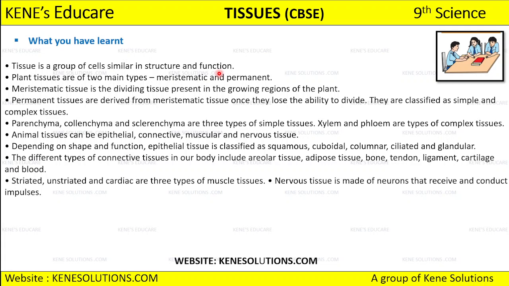Once the meristematic tissue loses its ability to divide, we get permanent tissue. We can classify this permanent tissue as simple permanent tissue and complex permanent tissue, right? And the examples of simple permanent tissue are what? Parenchyma, collenchyma, and sclerenchyma. These are the three types of simple tissue that we have. And xylem and phloem are the types of complex tissue we have. So this is what we have discussed on the plant tissue.